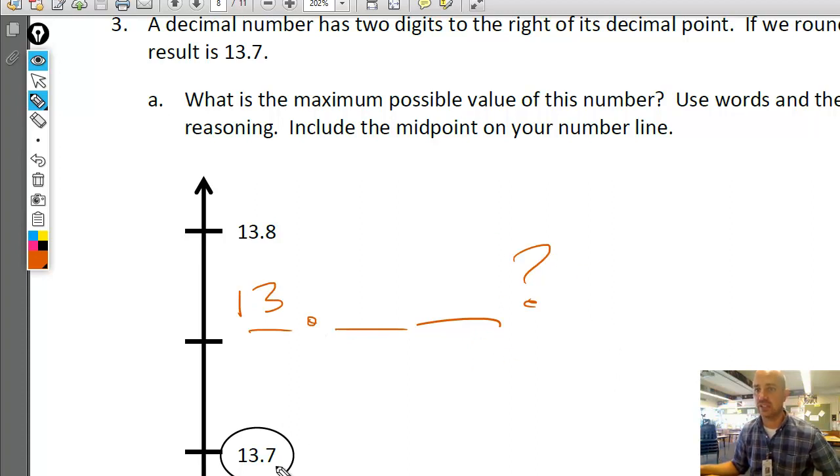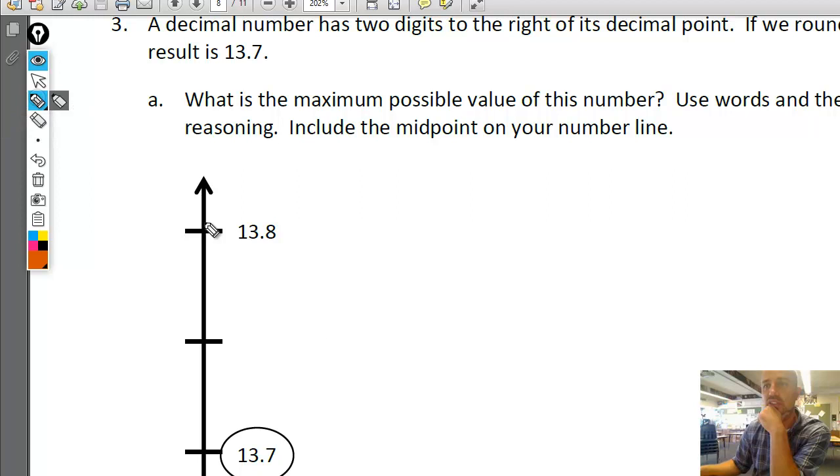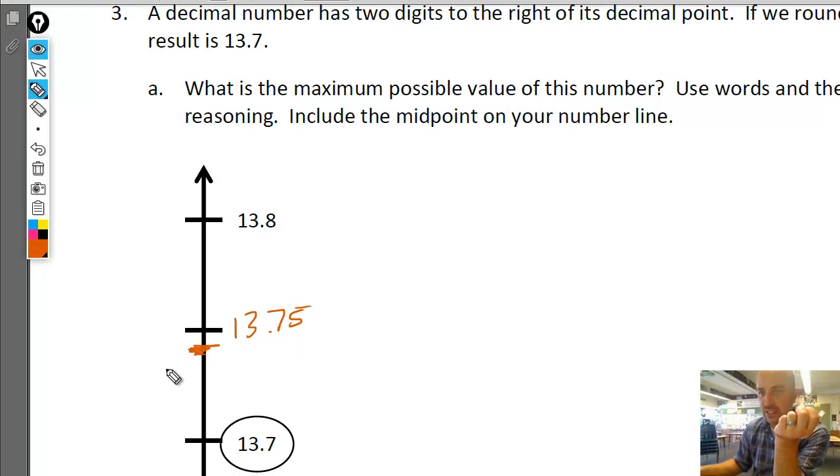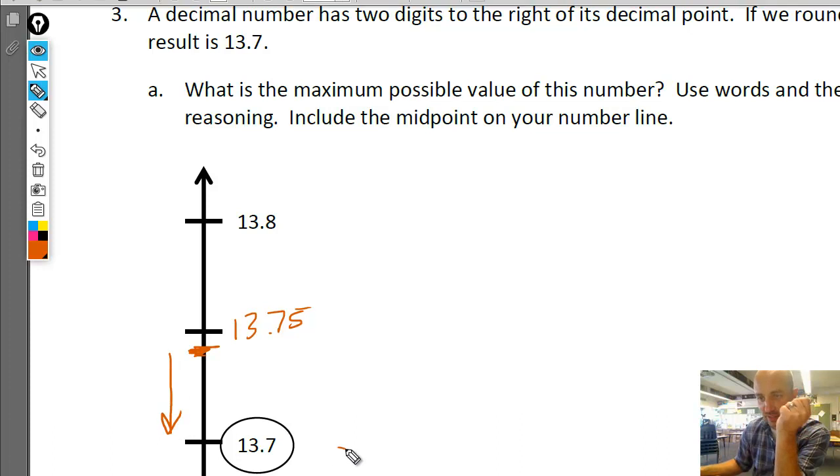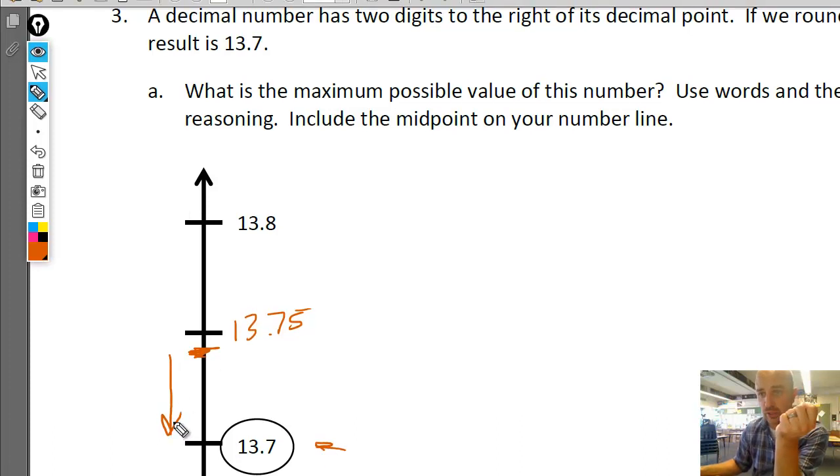And if I round it to the nearest tenth, then I'm rounding down. Okay? So, what's the maximum possible value of this number? What I should do is, just looking at this, write what's my middle. It's 13 and 75, right? What's the maximum possible value of this number? Well, it's going to have to be what's just right here. Maximum possible value. Because I can only pick these ones. It's going to have to be this or lower to round to this, right? Has to be this or lower.